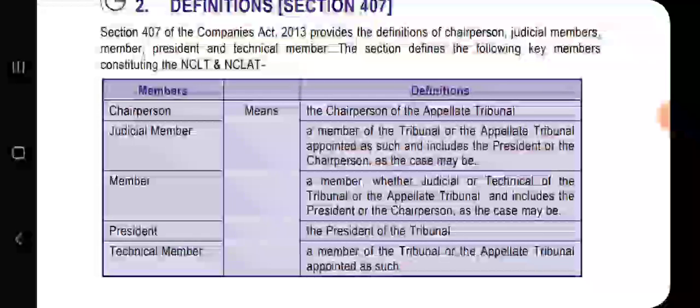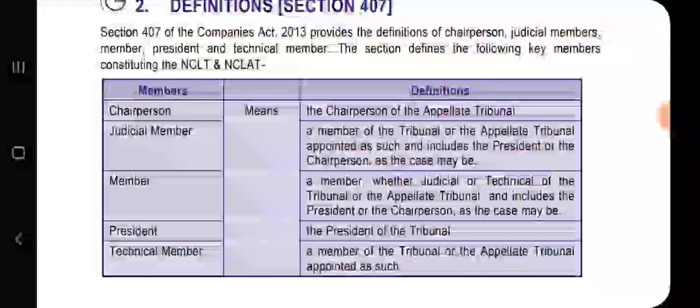Section 407 provides the definitions of chairman, judicial members, president and technical members. The section defines the following key members constituting the NCLT and NCLAT. We'll identify each person's definition and qualifications because of which they will be appointed as members of NCLT and NCLAT. Chairman means the chairman of the appellate tribunal. Judicial member means a member of the tribunal or an appellate tribunal as such, and includes the president and the chairman, as the case may be.